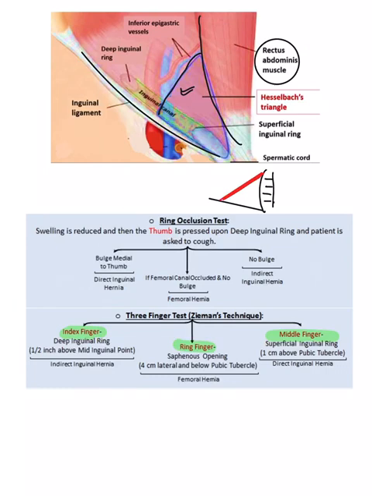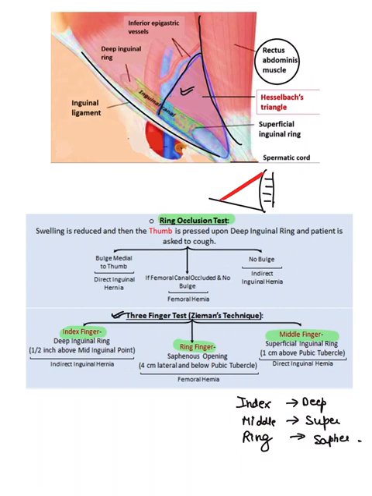You have two tests that are very important. One is the ring occlusion test, and one is the 3-finger test. This 3-finger test is also known as Ganong's technique. What do we do in this? We keep the 3 fingers at 3 points: index finger, middle finger, and ring finger. The index finger is kept at the deep ring. The middle finger is kept at the superficial ring. And the ring finger is kept at the saphenous opening.